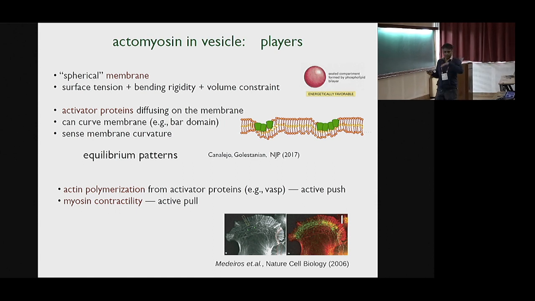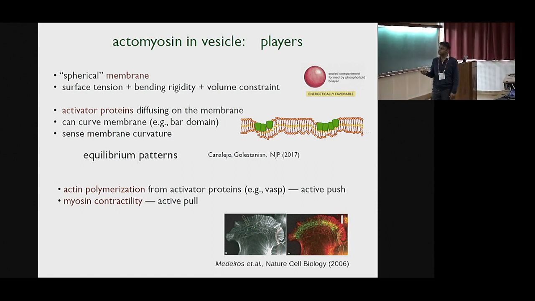And then they can move around on the membrane, and they do two things. One is that they can curve the membrane. Also, they can sense the membrane curvature locally. As a result, there would be accumulation of these things. And even these two ingredients, if I put them together, show equilibrium patterns and have been studied by various groups, including this work, which I find to be very nice, Ramin Golestanian's work.